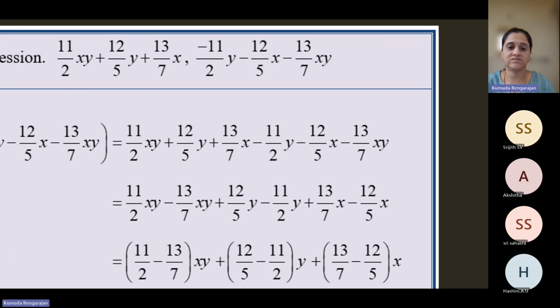Take down the first three steps, then complete your answer by taking the LCM and then simplifying.